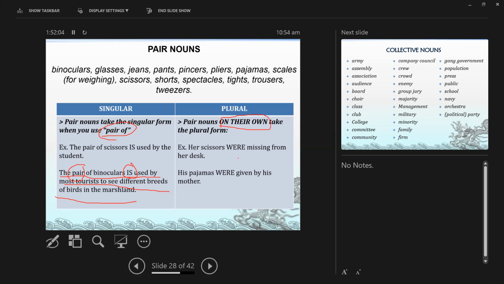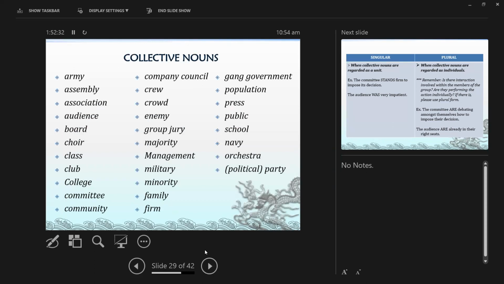The thing here is pajamas without pair of, you use are. My pajamas are stolen by my neighbors. Now, if I change it to my pajamas are stolen from the neighbor, meaning I stole the pajama. Magnanakaw pala. Okay. But don't steal pajamas from your neighbors, okay? All right. So these are examples of collective nouns. Okay.